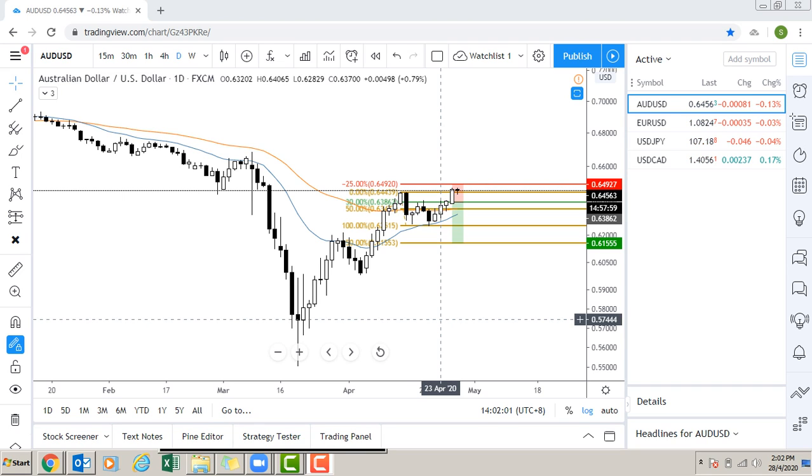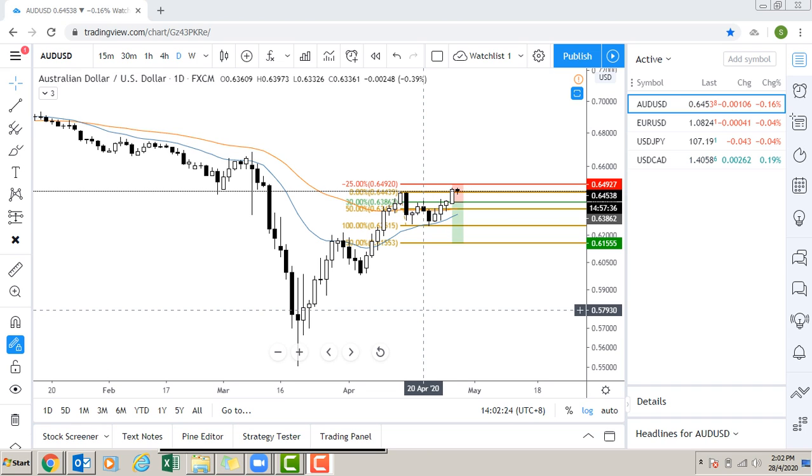Hello everyone. In today's video I'm going to share with you one of the strategies that I'm currently forward testing. It's not back testing, it's forward testing, which means I'm using this strategy to test on live trading. This is a 15-minute chart strategy. So let's start.